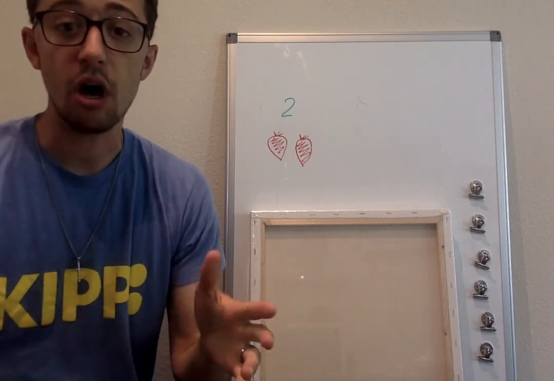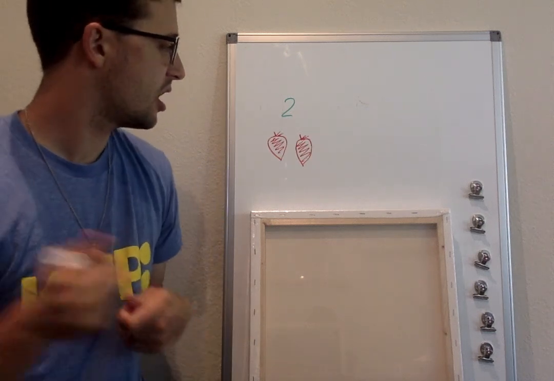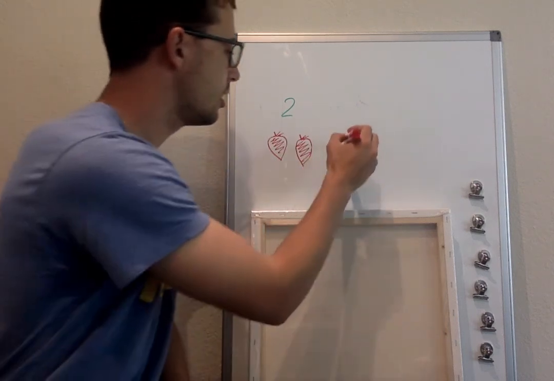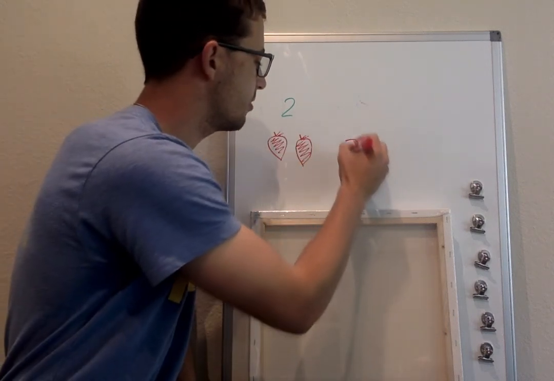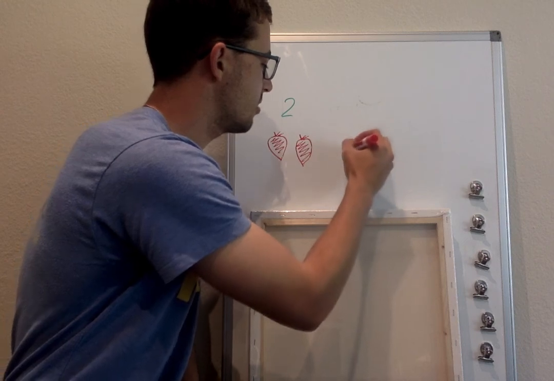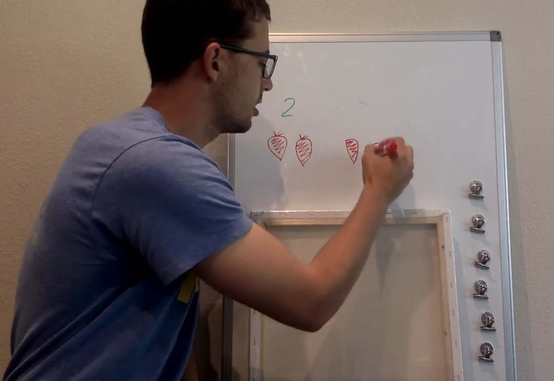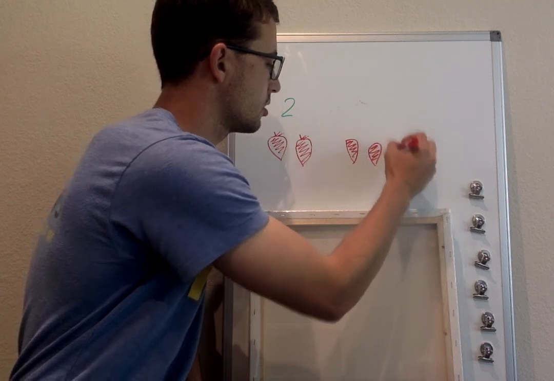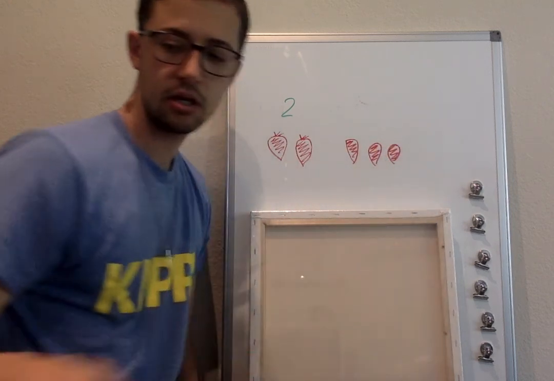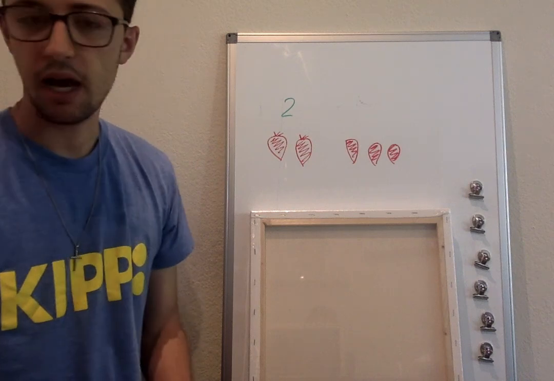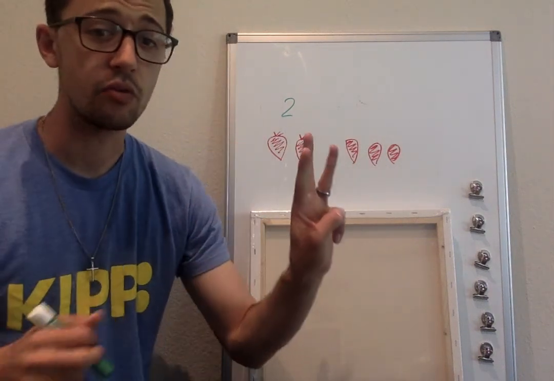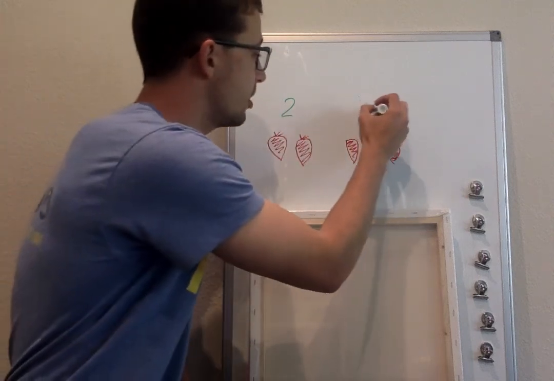Now, Emmett also had a pile of strawberries. So Emmett had a pile of 3 strawberries. Let's count to 3. 1, 2, 3. Emmett had 1, 2, 3. How many strawberries? You're right, he had 3 strawberries.